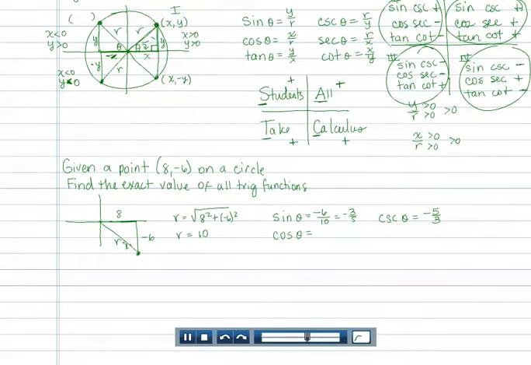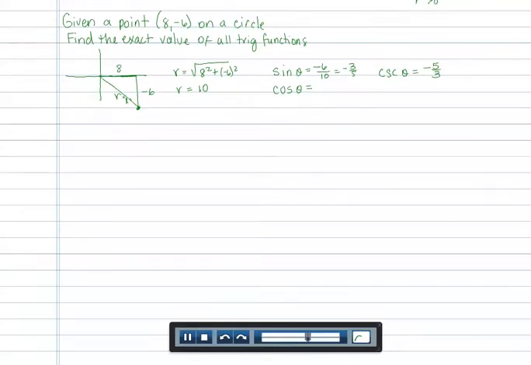Cosine theta is going to be the adjacent over the hypotenuse, or x over the hypotenuse. That's 8 over 10, which is going to reduce to 4 over 5. Its reciprocal secant is then going to be 5 over 4. We just flip the number. Tangent theta is going to be opposite over adjacent. So in this case it's negative 6 over 8, or negative 3/4. And the reciprocal is going to be negative 4 over 3.